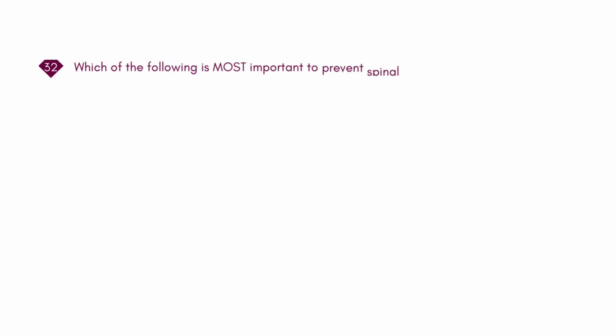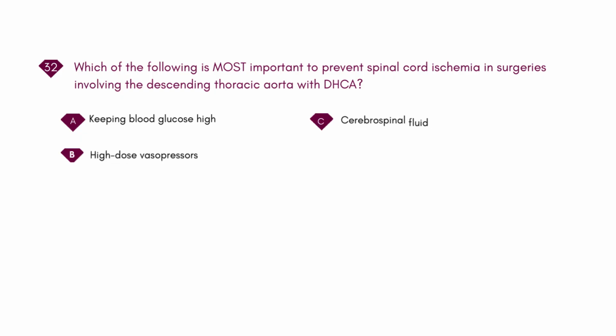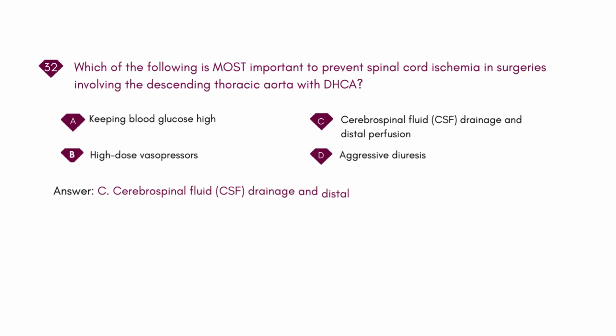Which of the following is most important to prevent spinal cord ischemia in surgeries involving the descending thoracic aorta with DHCA? A. Keeping blood glucose high. B. High-dose vasopressors. C. Cerebrospinal fluid, CSF, drainage and distal perfusion. D. Aggressive diuresis. Answer: C. Cerebrospinal fluid, CSF, drainage and distal perfusion.